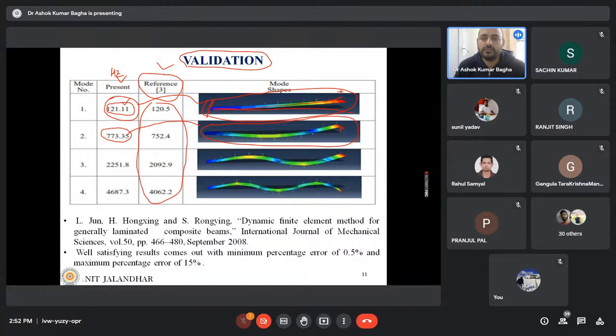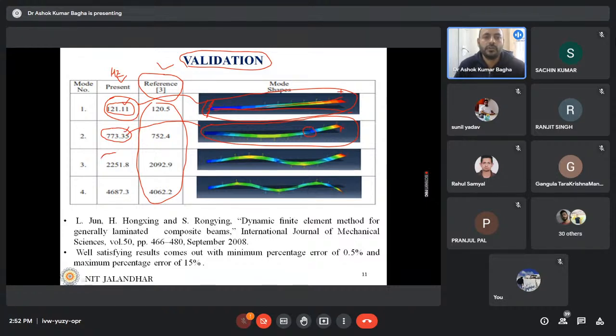Blue color means where the response is approximately 0. So this is the point you will see here where there is no amplitude of the beam, and this blue color shows that the amplitude is approximately 0 when the structure is vibrating at this particular fundamental frequency.